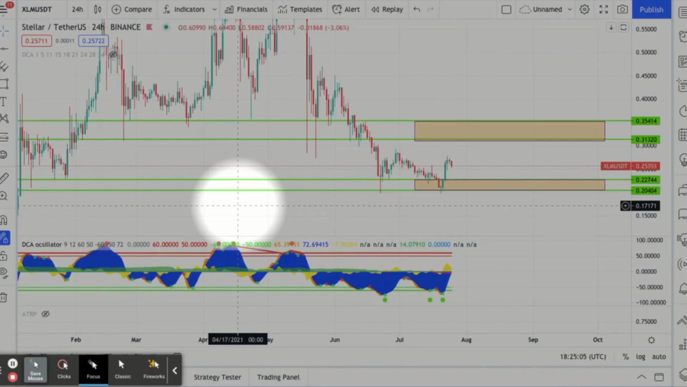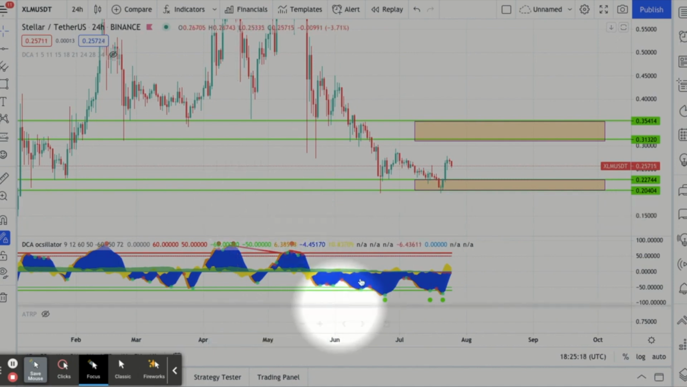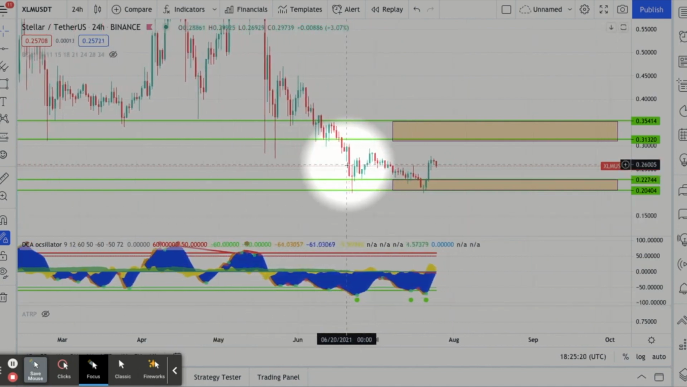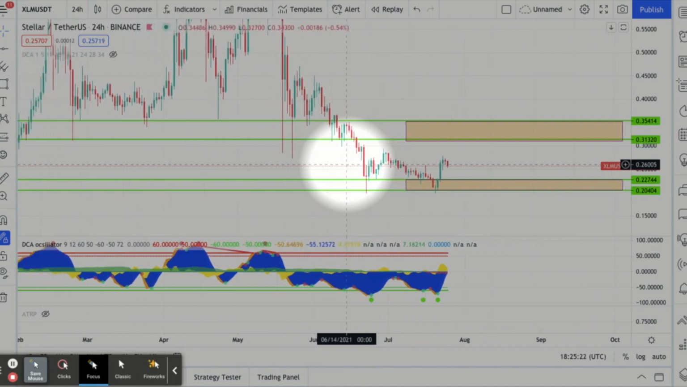Okay, so like I said earlier, I'm going to try to highlight some things that I'm watching coming up this week. One of those is XLMUSDT. So Stellar is looking good. I'm liking where Stellar is.